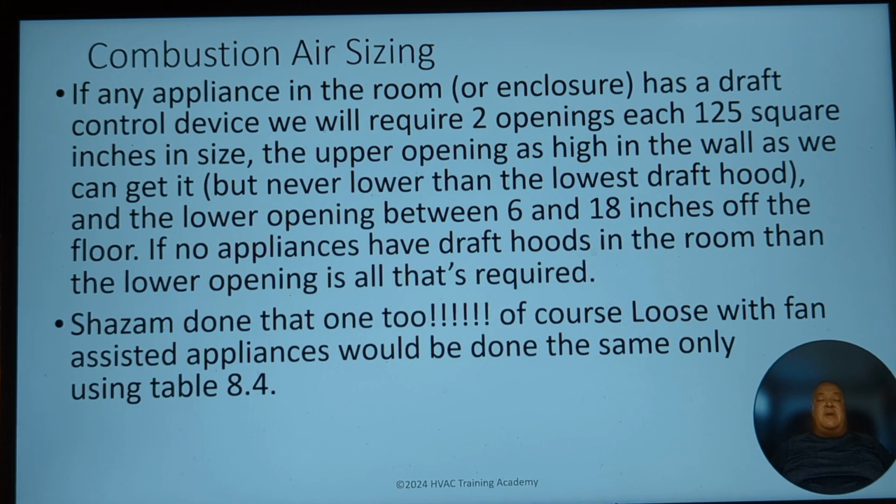If no appliances have draft hoods in the room, then the lower opening is the only one that's required. As soon as we have any draft hoods, as I mentioned, 2 openings, both the same size. So really, that's it. We're done with that one too. Of course, loose fan assisted would be done the exact same way, only using a different table.